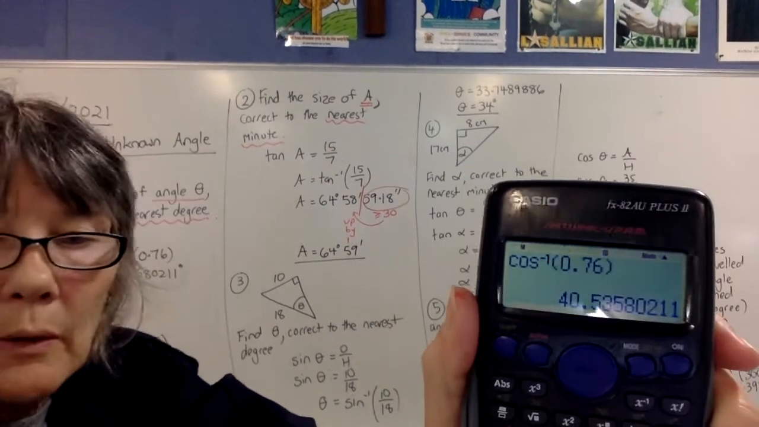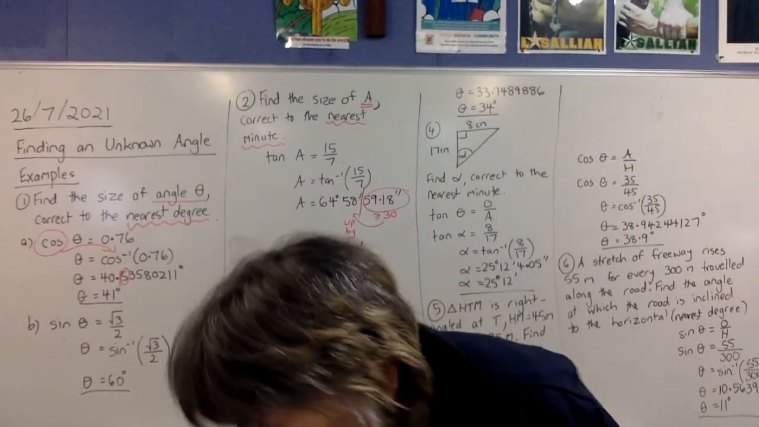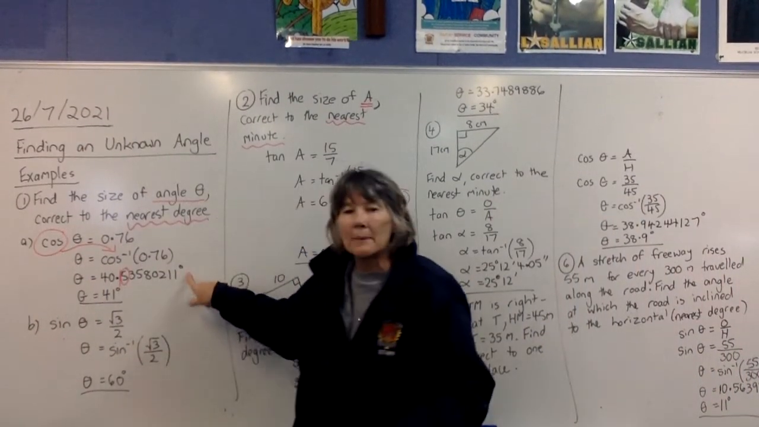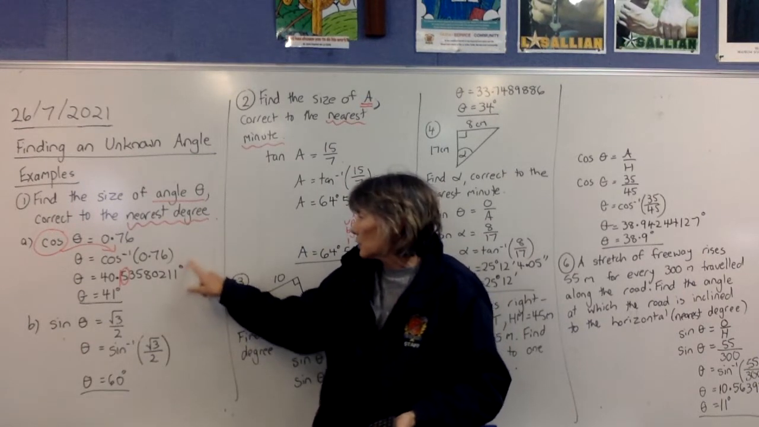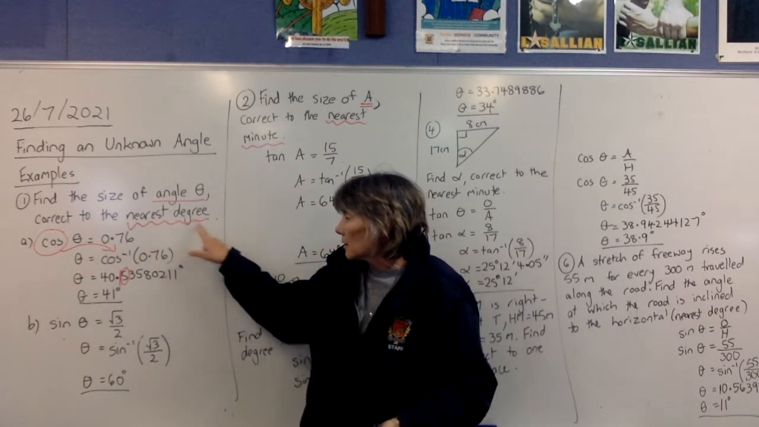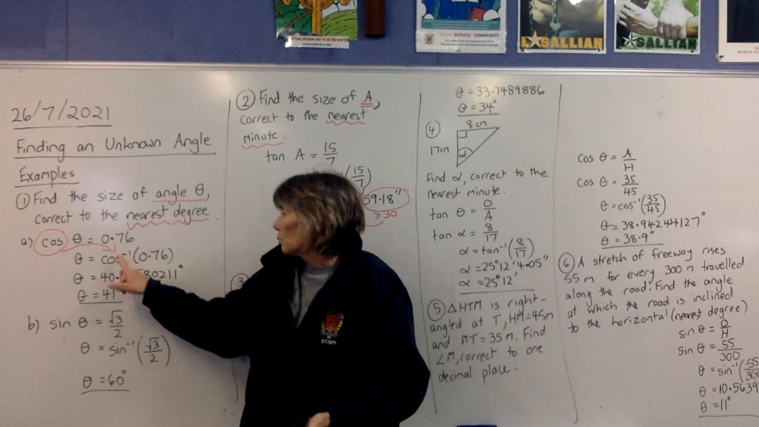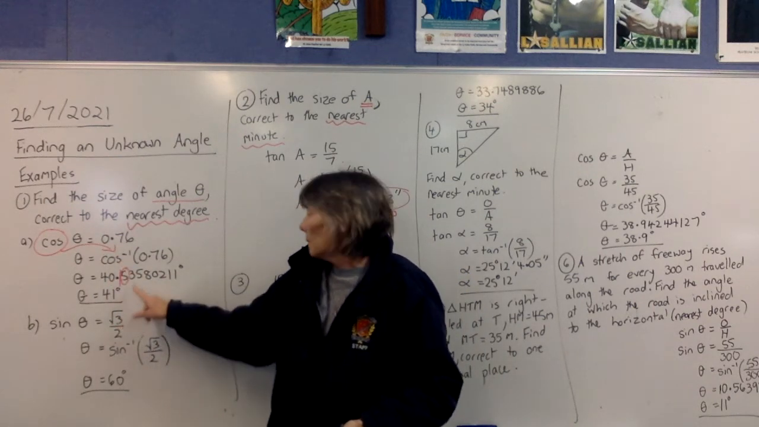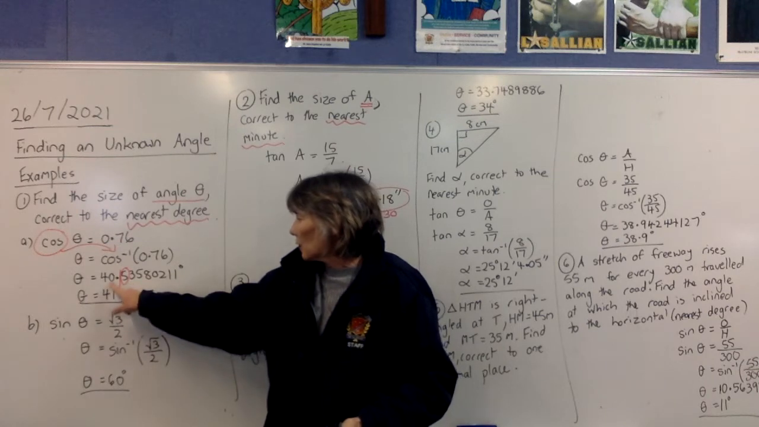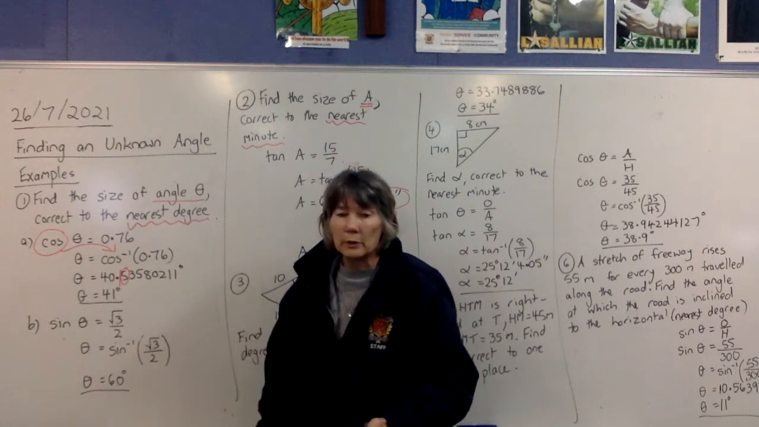Okay, so it depends what they're asking for. In this question, they are actually asking for degrees, so I'm going to write that calculator answer down with degrees on the end. To get to the nearest degree, it's the nearest whole number. So just round off to the whole number. That's a 5, so this will go up by 1, and it's 41 degrees.